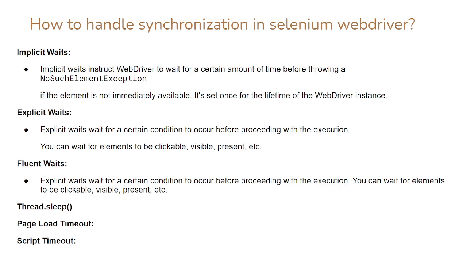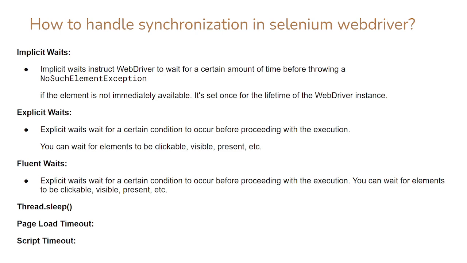So the next question is: how to handle synchronization in Selenium WebDriver? This is a very common question that you can normally find, and there are different ways to handle synchronization. There are different waits actually. In Selenium, we normally use different types of waits to locate a web element. First is implicit wait, the next is explicit wait, and finally it is fluent wait.